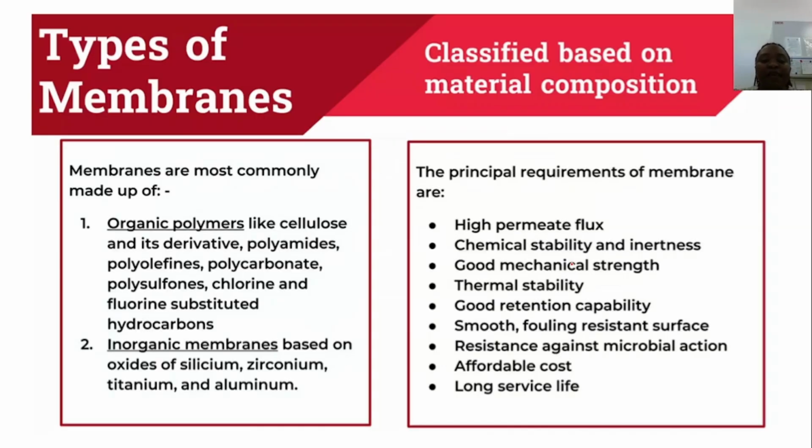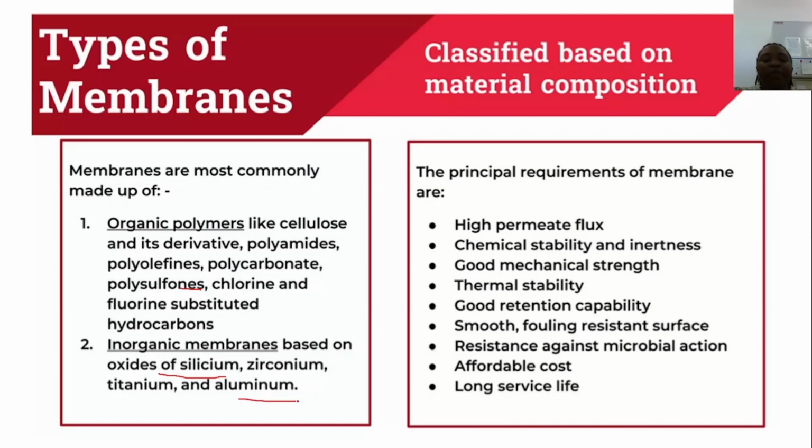So we have different types of membranes based on the material they are made of. We can have organic polymers like cellulose and its derivatives, polyamides, polyethylene, polycarbonate, polysulfones, chlorine- and fluorine-substituted hydrocarbons. We also have inorganic-based membranes such as oxides of silicon, zirconium, titanium, aluminium, and so on and so forth.